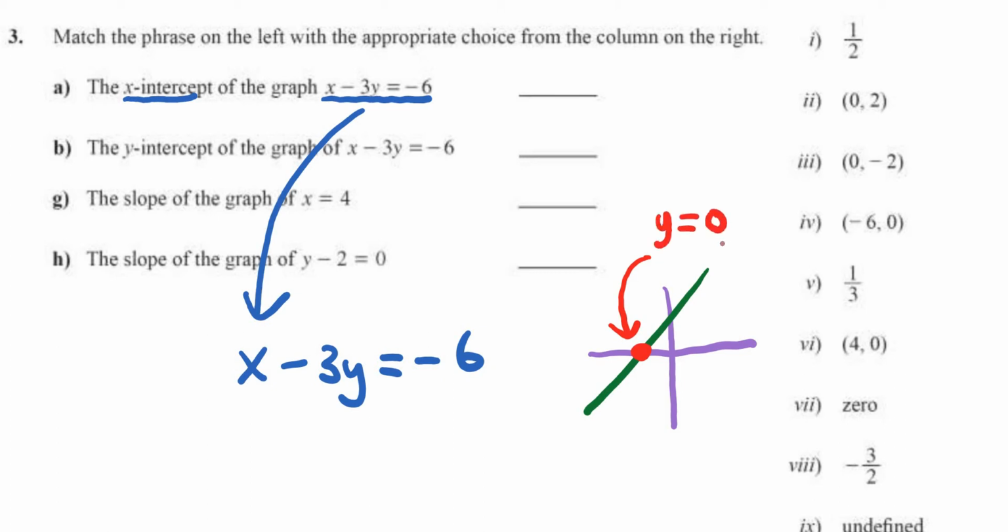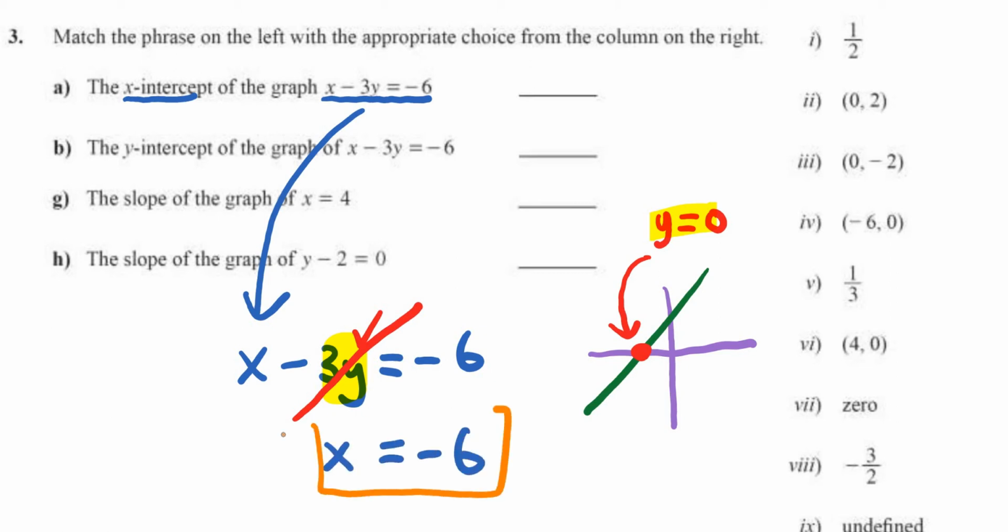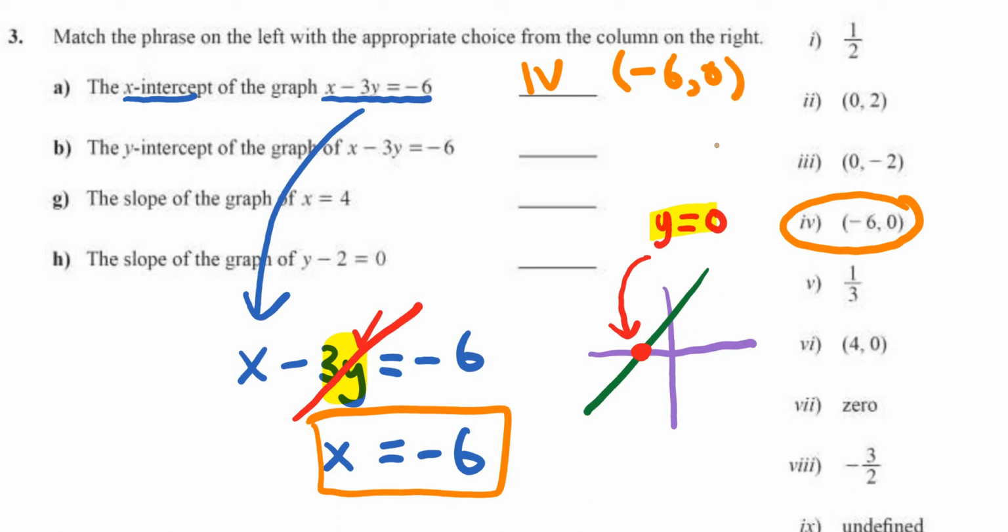So for any x-intercept, the y value is equal to 0. If y equals 0, that means this part right here is going to be 0, so this whole thing just goes away. And now you have x equals negative 6. This is your x-intercept. I believe the best point is option number 4, indicated by negative 6, 0. As you can see, the y value there is 0.